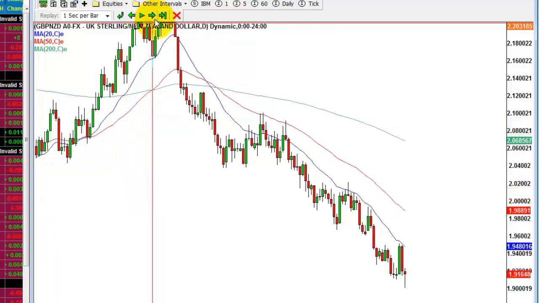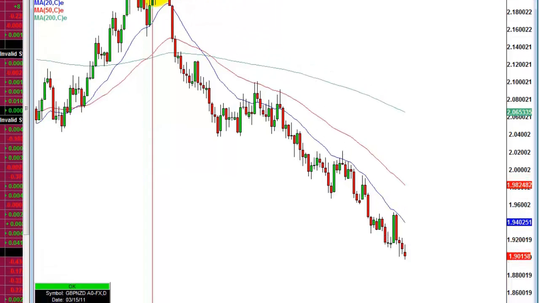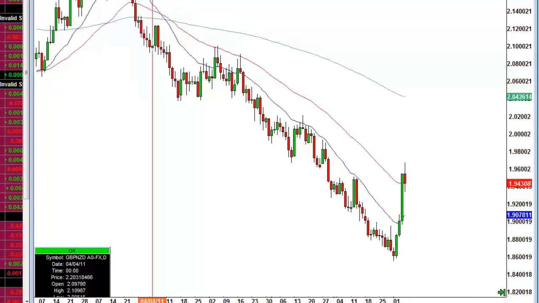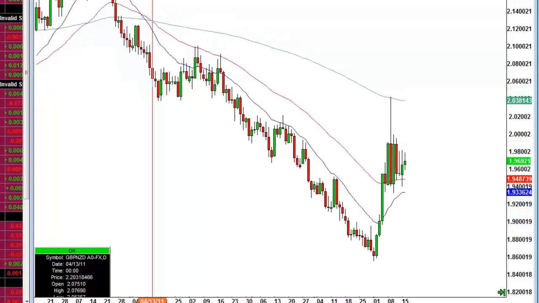make a lower low, and we come back to the 20 moving average, have a whiplash rejection, and make a lower low again. And then it just runs away.